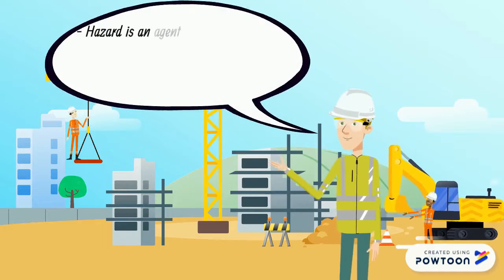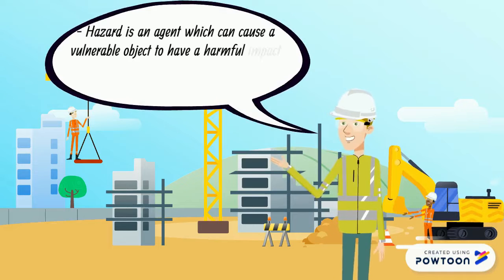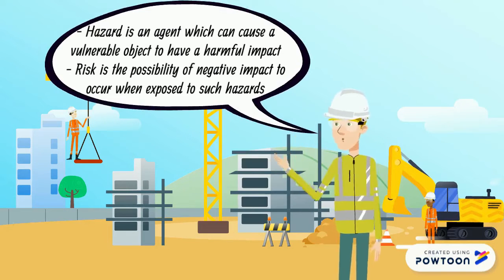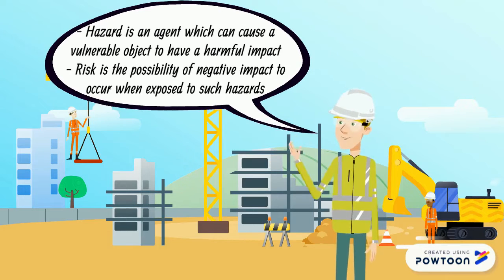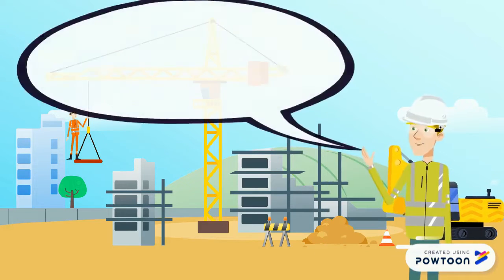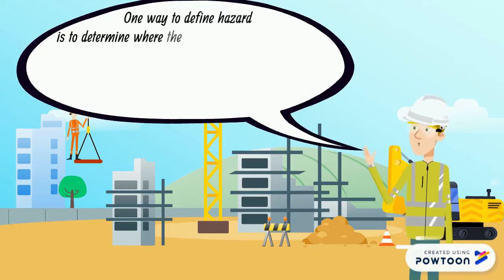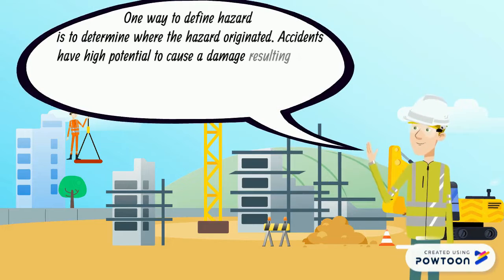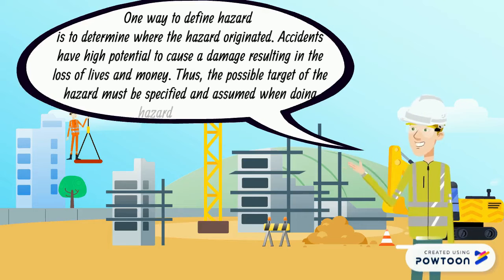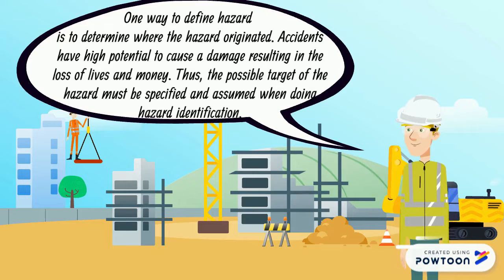Hazard is an agent which can cause a vulnerable object to have a harmful impact, while risk is the possibility of negative impact to occur when exposed to such hazards. One way to define hazard is to determine where the hazard originated. Accidents have high potential to cause damage resulting in the loss of lives and money. Thus, the possible target of the hazard must be specified and assumed when doing hazard identification.